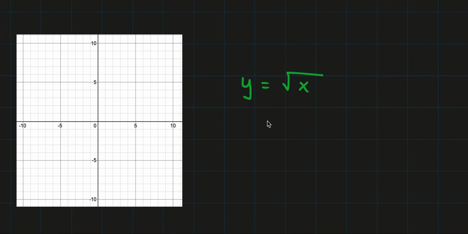The next one I have is y is equal to the square root of x. This one's actually a little tricky. The problem here is we can't take square roots of negative numbers. So there's not going to be anything involving negative x's on this side. We could graph this. I'm going to show you what the graph looks like.